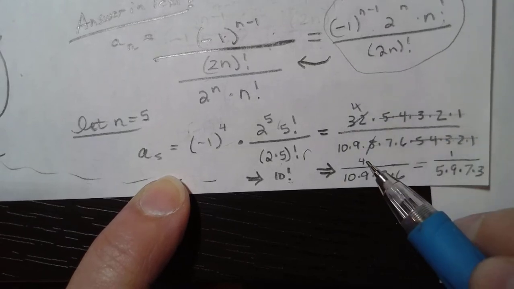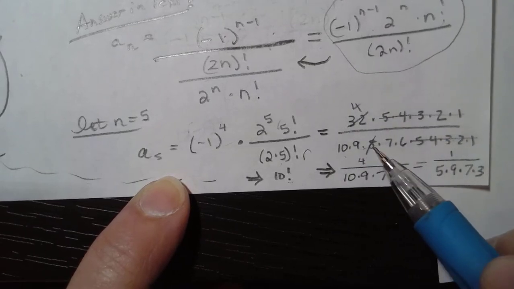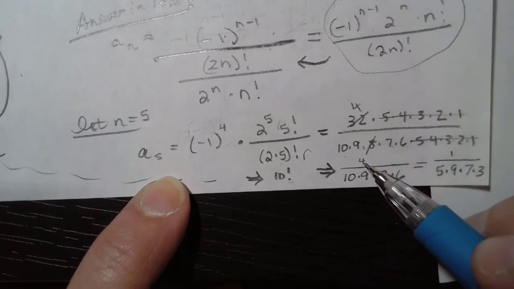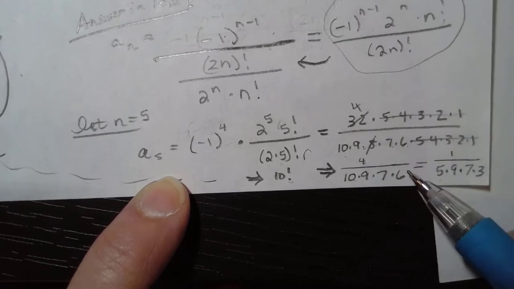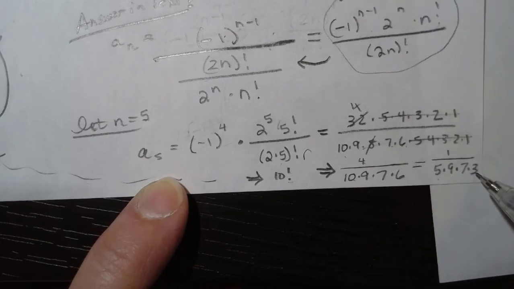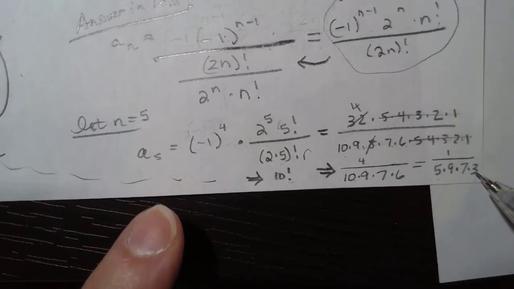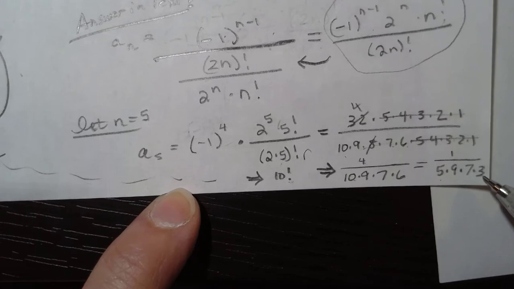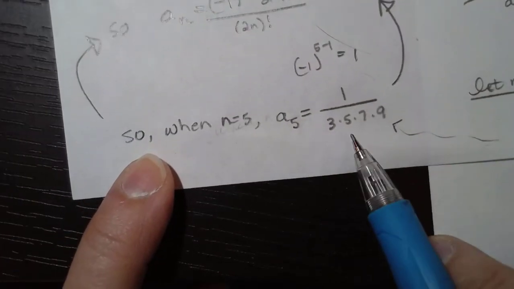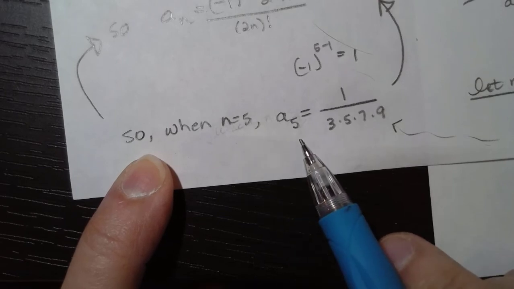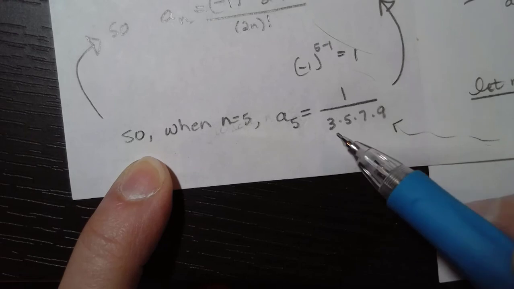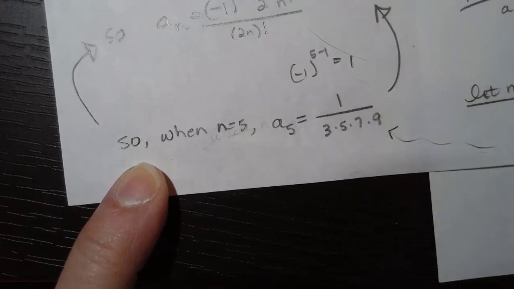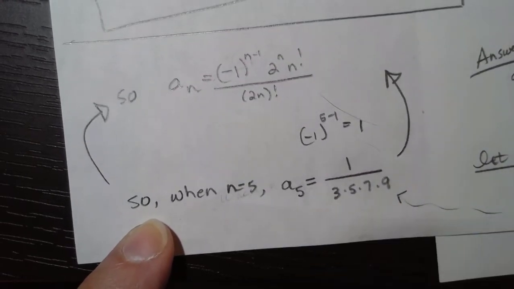And let's think about this. I have 4 over 10 times 9 times 7 times 6. Okay, 2 of that can go into this, leaving a 5. And the other factor of 2 can go into this, leaving 3. So what I get is 1 over 3 times 5 times 7 times 9. And this is just for when n is 5. So you can see if we let n go to infinity, I'm going to get the pattern I need. And that is your nth term.